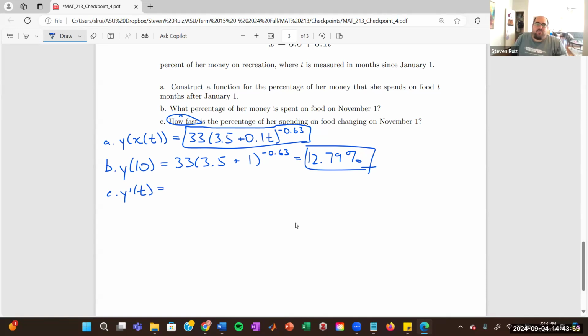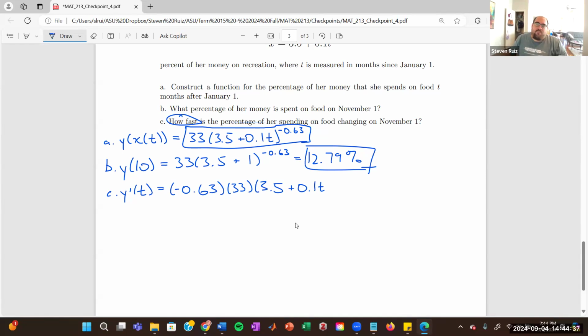So we're going to have to use the chain rule here, because I have a function nested inside another function. So our outer function here is 33 times something raised to this power. So how do I find a derivative of that? Well, I can use the power rule for that. So the power is negative 0.63. I want to multiply that by the original 33. When we do the outside layer of the chain rule, I don't care what the inner function is. I just have to leave it alone.